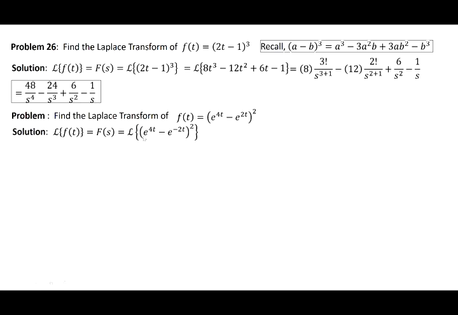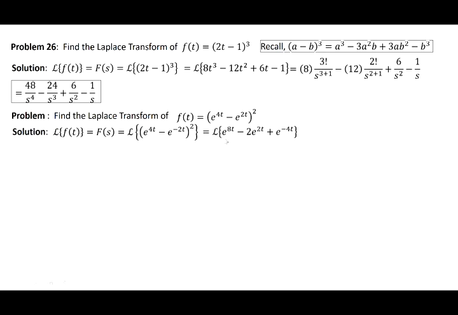Okay, cool. Minus 2 times e^(4t) times e^(−2t). Recall that a^m times a^n is a^(m+n). So e^(4t − 2t) is e^(2t), and this guy will become e^(−4t). All right.